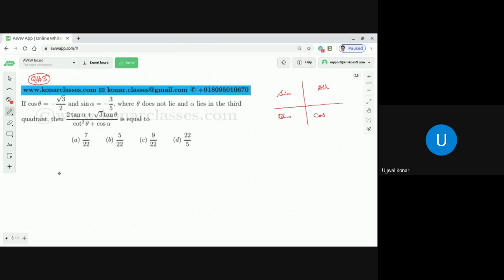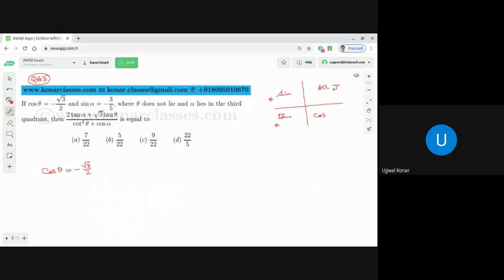So what is cos theta? Cos theta is equal to minus √3/2. That means cos theta could be either in the second quadrant or in the third quadrant, correct or not? But theta does not lie in the third quadrant according to the question. So that means theta is in the second quadrant.